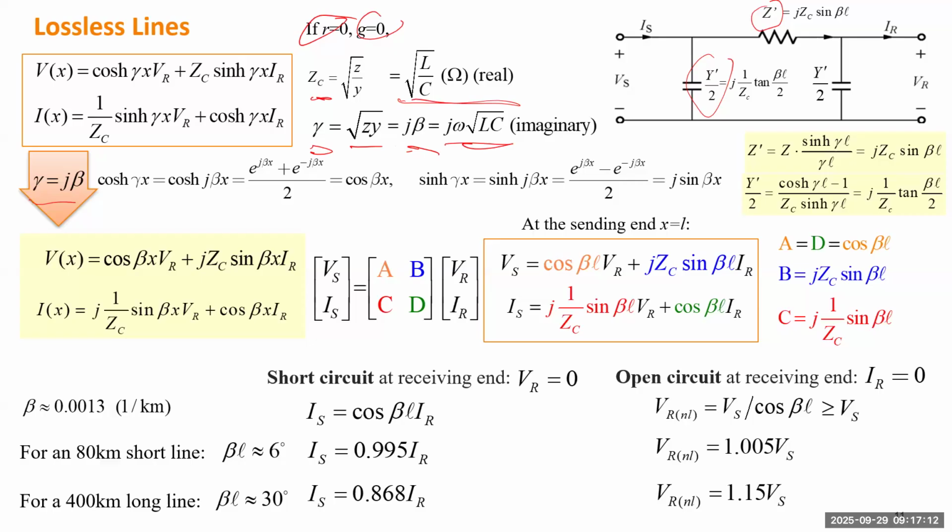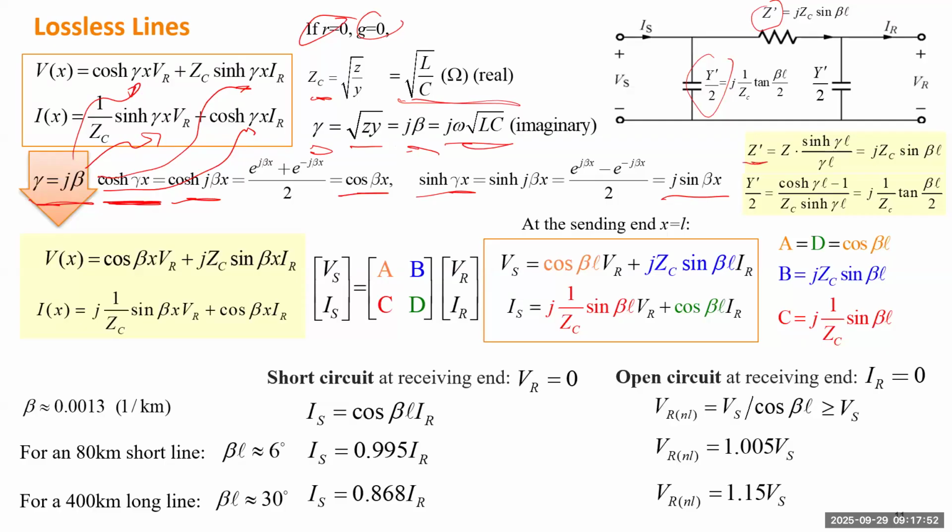Because gamma is purely imaginary, when we plug that imaginary number into the accurate formula for long line, anywhere we see the hyperbolic function, it will become sine and cosine function. Which means cosh gamma s, which is cosh j beta s, simply becomes cosine beta x. And sinh gamma s will simply become j times sine beta x. So that helps us largely simplify the model.